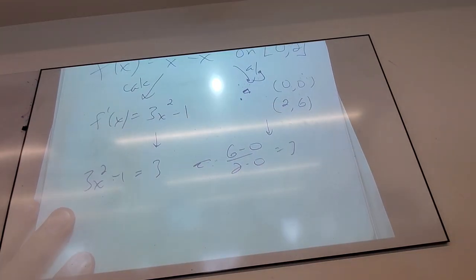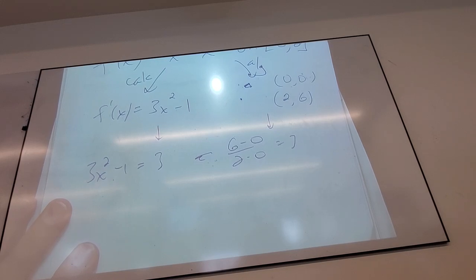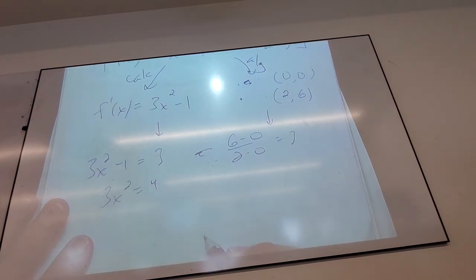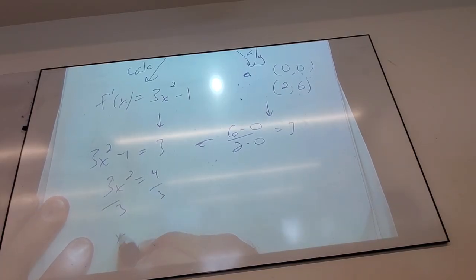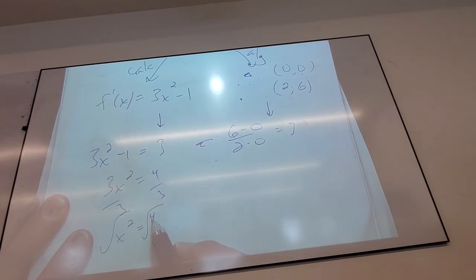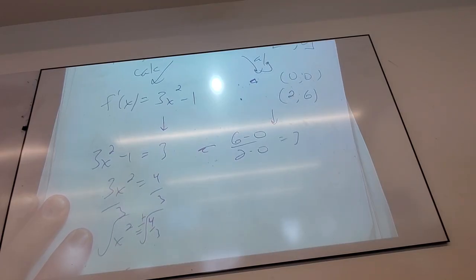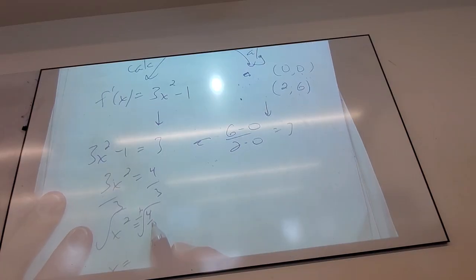And how do I solve that thing? Add 1. Divide by 3. Take a square root. If I put a square root, I've got to put a plus or minus. We'll talk about it in a minute. Some of you might realize, what's the square root of 4? What's the square root of 3? I don't know. Okay.